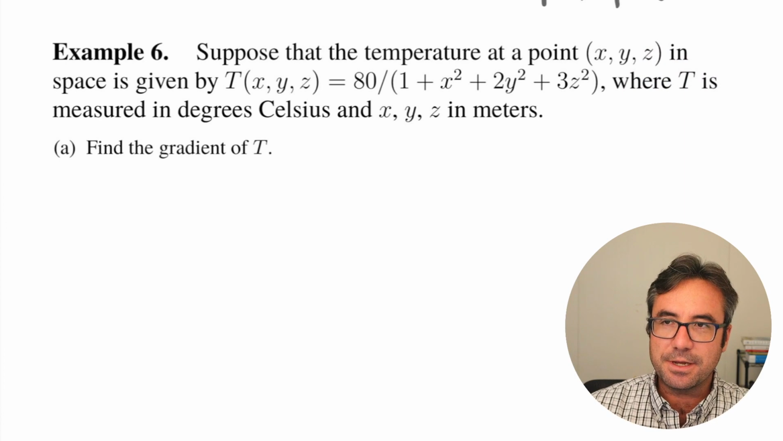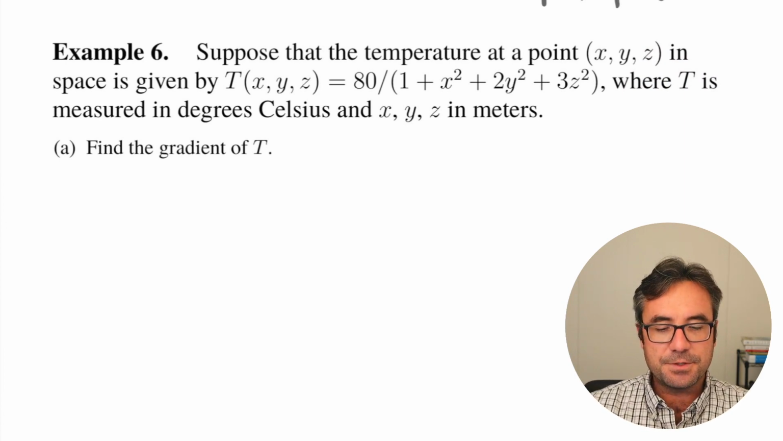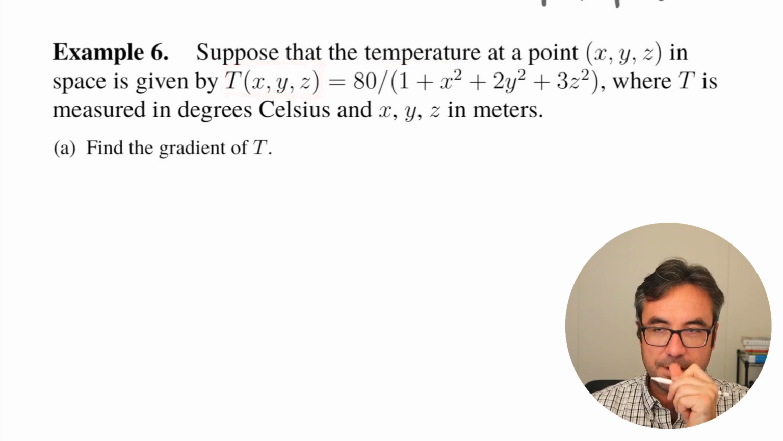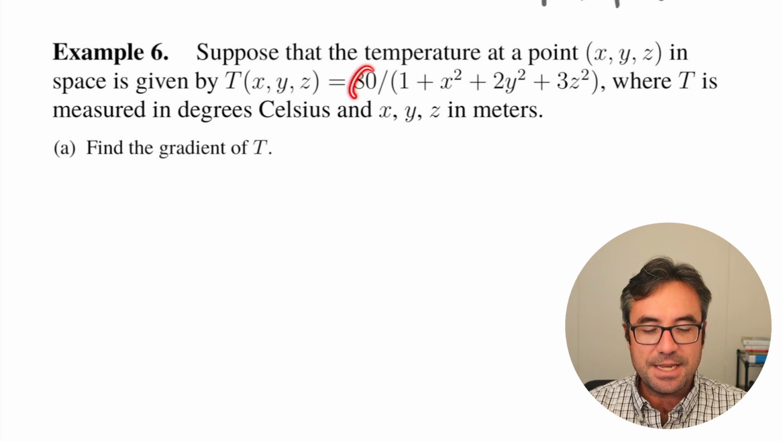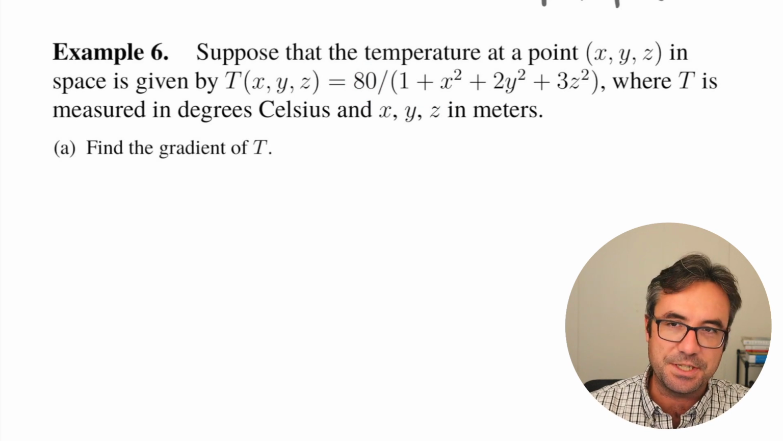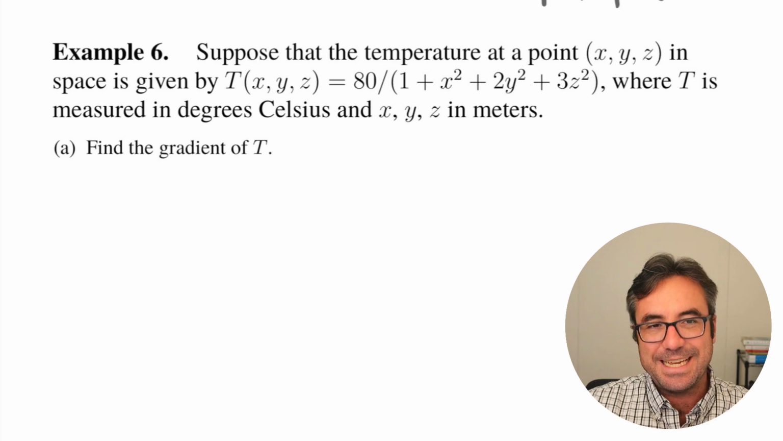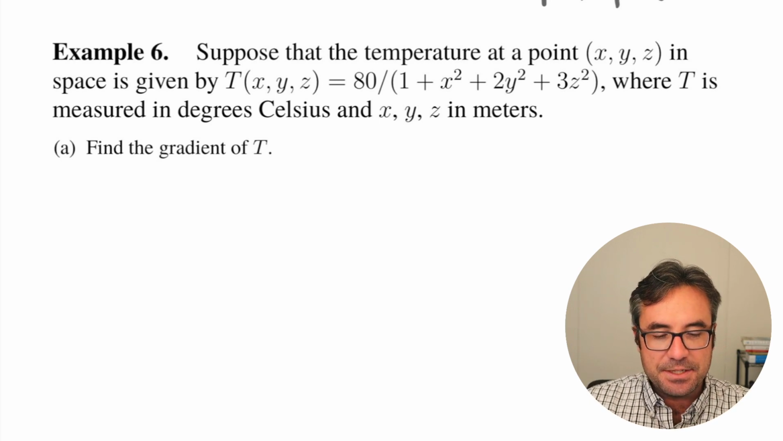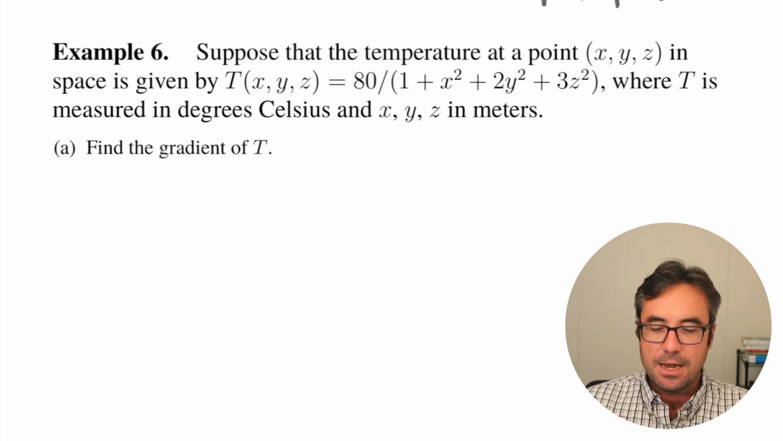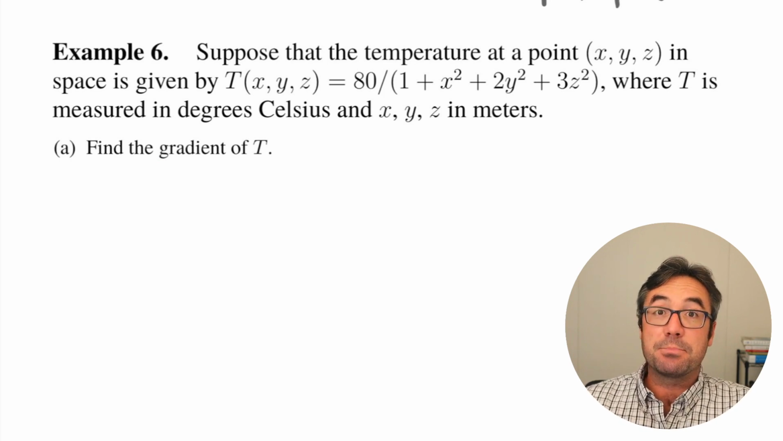Example 6. We're going to look at a 3-variable case now, but the same idea holds. And for this one, we're going to be looking at a temperature function. So our temperature function here, we'll call it T for temperature. And it's 80 divided by 1 plus x squared plus 2y squared plus 3z squared. And we're measuring the temperature here in Celsius. And these x, y, and z positions are being measured in meters.